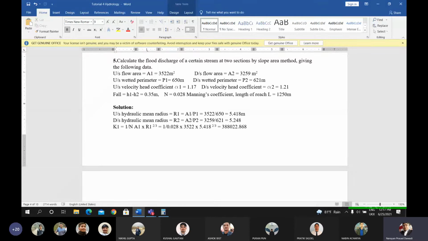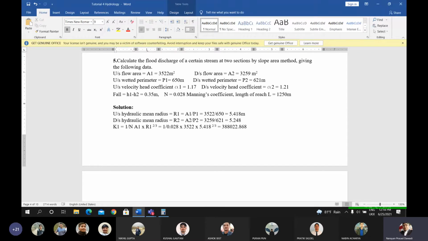Calculate the flow discharge of a certain stream at two sections by the slope area method, given the following data. The upstream section I am considering as section 1, with area 3522 square meters. The downstream section is section 2, with area 3259 square meters. The upstream wetted perimeter is P1, 650 meters. The downstream wetted perimeter is P2, 621 meters. The upstream velocity head coefficient.